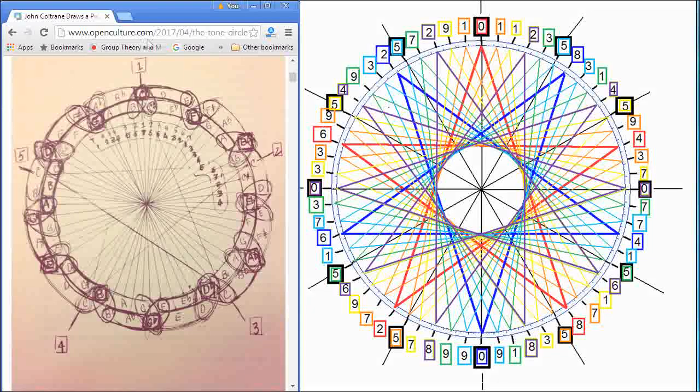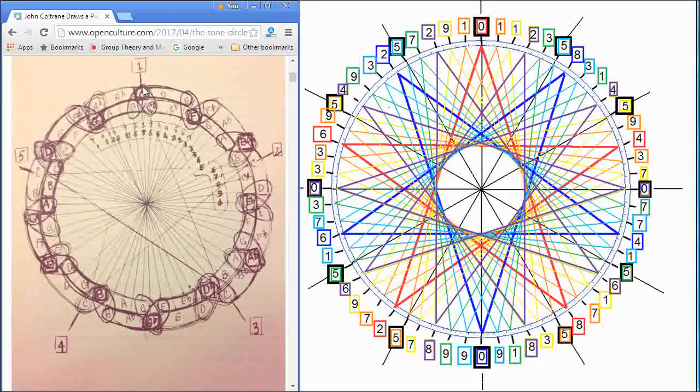It's on a website, openculture.com. At the end of this video, I'll give you the full website address if you want to go there. Or you can just Google something about this, you'll find it. So here's a diagram made by John Coltrane where he has musical notes around the outside.